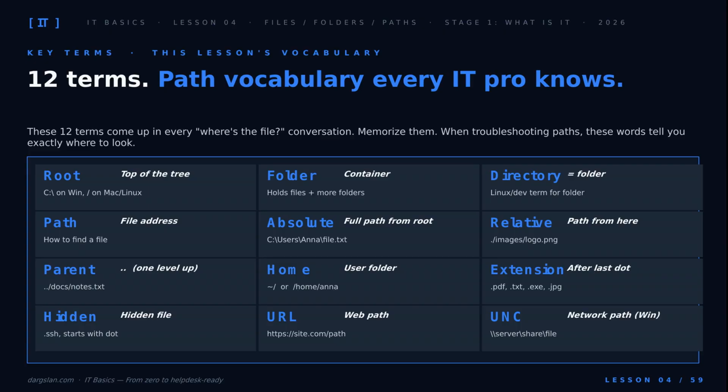And to read those sentences fluently, you need the vocabulary. Here are the 12 words that come up in every "Where's the file?" conversation on the job. Root is the top of the tree. Folder and directory mean the same thing. Linux folks just prefer directory. A path is the address. Absolute starts from root. Relative starts from wherever you are. Parent is one level up. Home is your user folder. Extension is whatever follows the last dot. Hidden files start with a dot. URLs point to the web, and UNC paths point to network shares on Windows. Lock these in, and every troubleshooting ticket suddenly speaks your language.